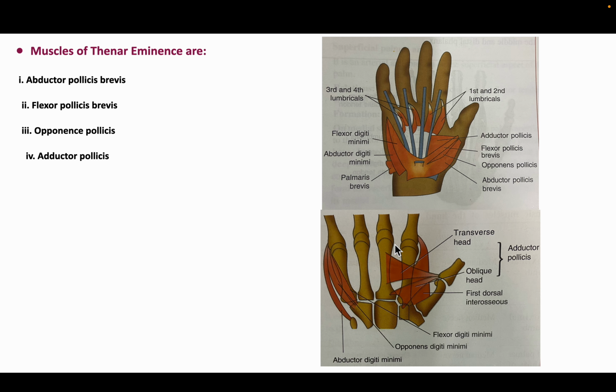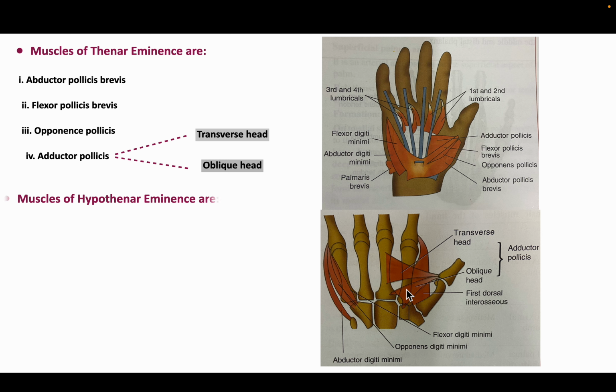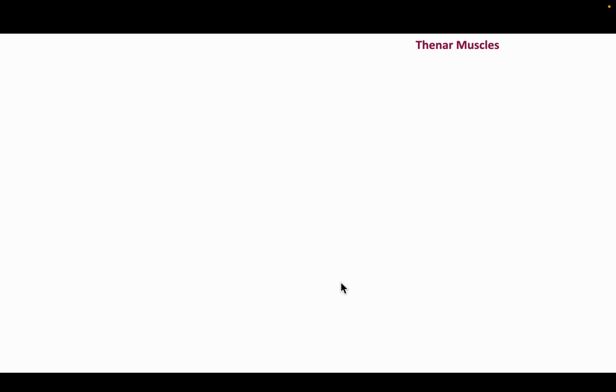So this adductor pollicis has two heads. You can see in the diagram, these are the two heads, that is the transverse head and the oblique head. So this is the transverse head and this is the oblique head of adductor pollicis. Now the muscles of the hypothenar eminence are the palmaris brevis, you can see, then abductor digiti minimi, flexor digiti minimi and opponens digiti minimi.